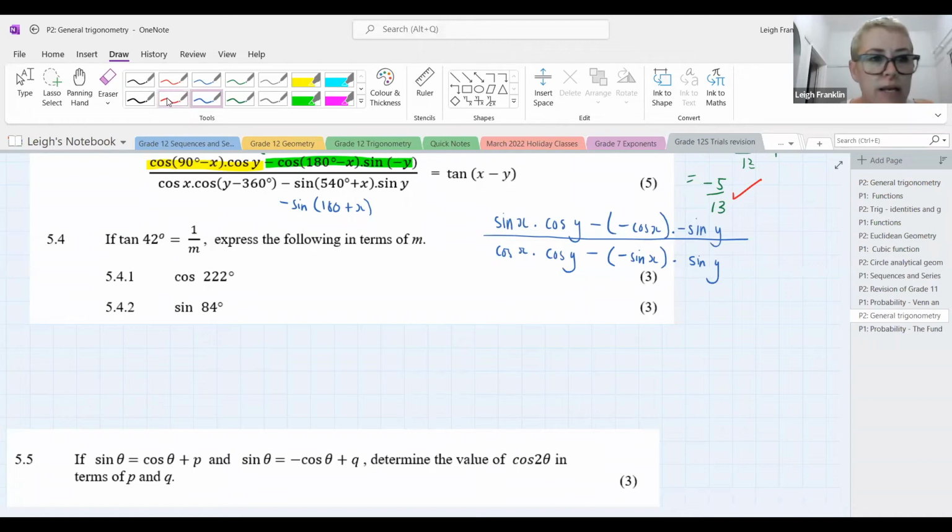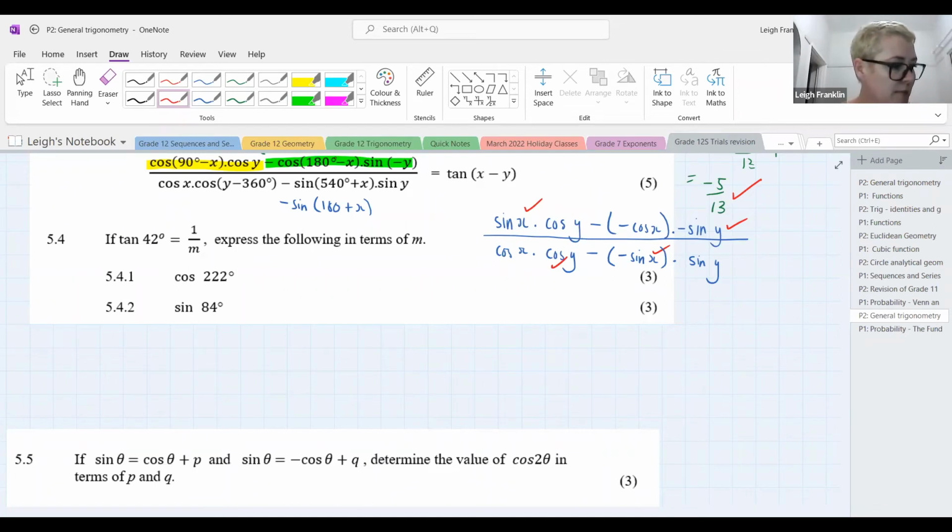What we would have done here is we would have got a mark on the sine x. We would have got a mark on the minus sine y. Then in the denominator, we would have got a mark on the cos y, and we would have got a mark on the minus sine x. Very important when we use our reduction formulae, we have to show what we get as a result of reducing. Very, very important.